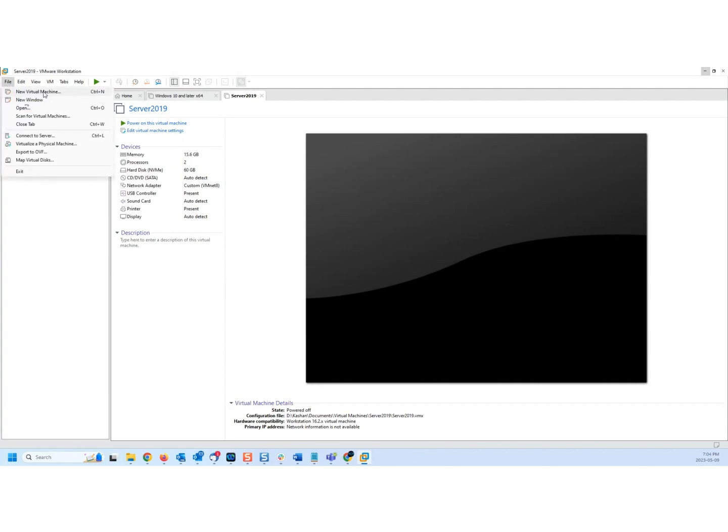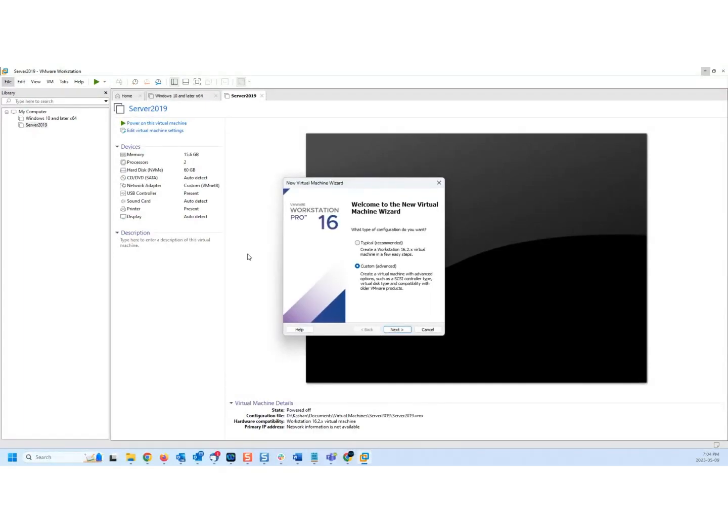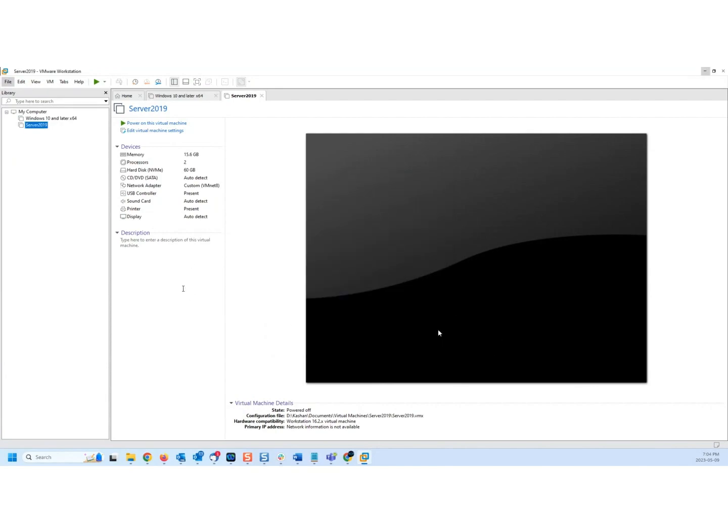File, new virtual machine. I don't like to go through the wizard. I like to create the machines using a new window or a new virtual machine option. I don't like it when a wizard comes up and says, I will help you create it, click next, next, next, next, and I will let you create that machine. I would like to have custom machines on which I can give my own RAM and memory and everything.